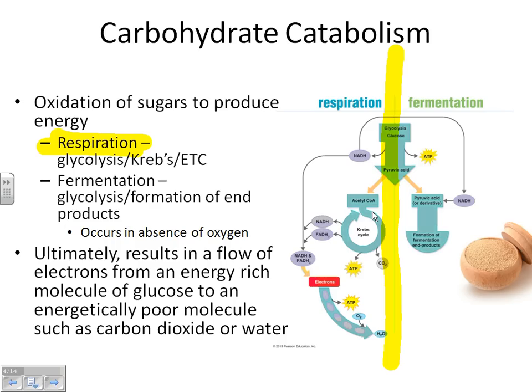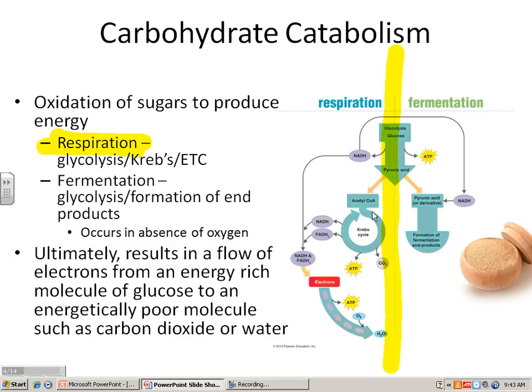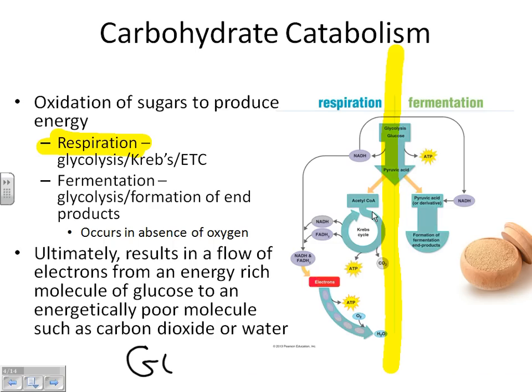Okay? You're going to hear me say a lot as we go through all of these steps, what is the overall goal or overall process? Because I don't really care for you to memorize every single step along the way. I want you to be able to tell me why this is occurring. Okay? So the overall goal of carbohydrate catabolism is to make energy. That is what you're trying to do. Okay? We're going to make other stuff as we go along, but the ultimate goal of this is to make energy. Okay?